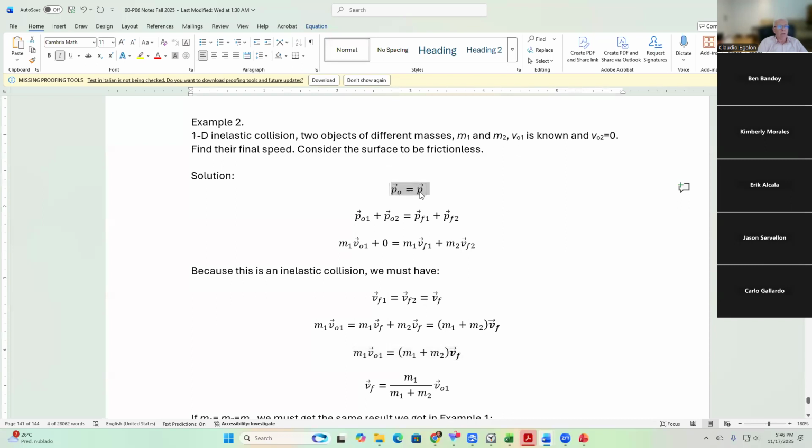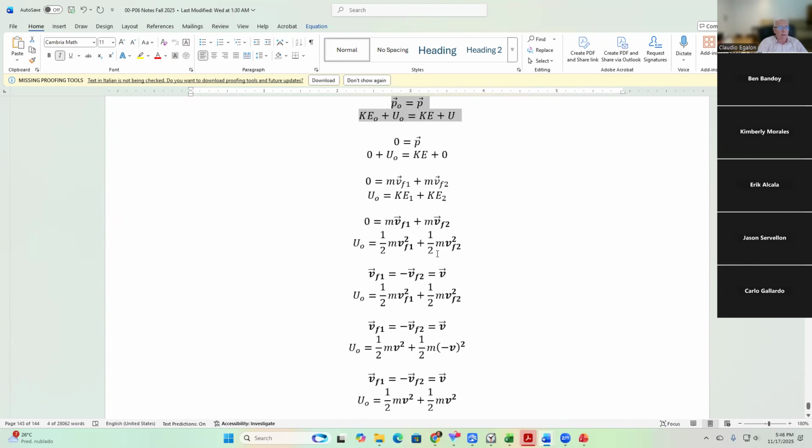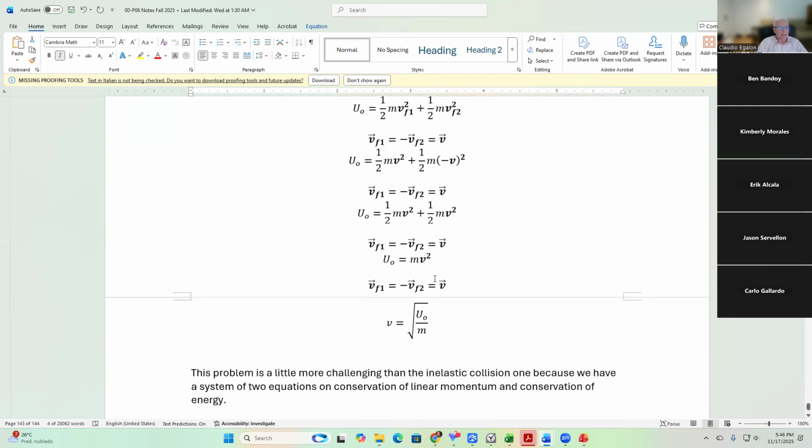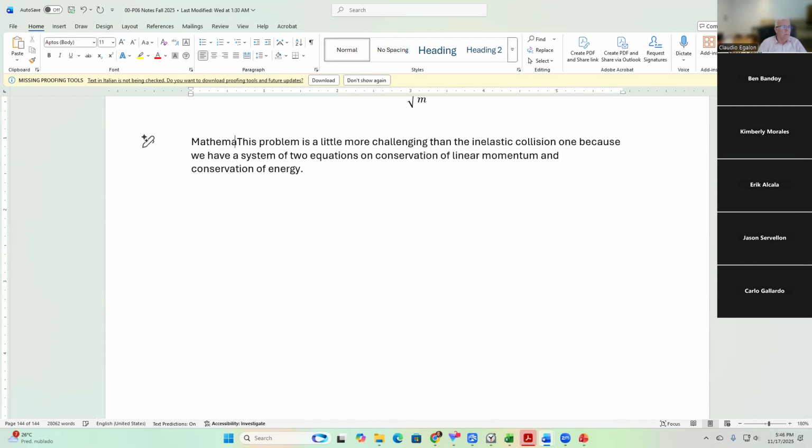In this case, we have just one single vectorial equation. Here we have one vectorial equation and one scalar equation. That's what I meant here. It's a little bit more challenging, mathematically speaking. This problem is more challenging than the inelastic collision one because we have an additional equation: a system of one vectorial equation plus a scalar equation.